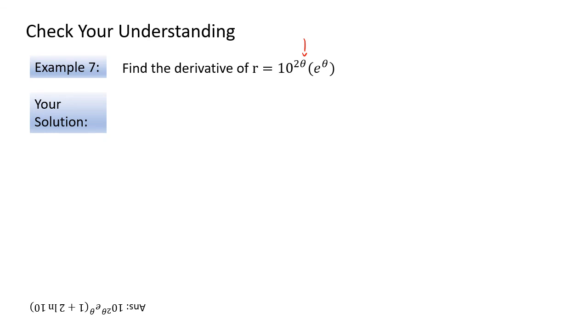And if we do that, we'll let u equal 10 to the exponent 2 theta and v equal e to the exponent theta. Okay? So if we're using the product rule for this, we have dr by d theta, since the function is a function of theta. That's equal to u times dv by dx plus v times du by dx. So our last two terms that we need are those derivatives.